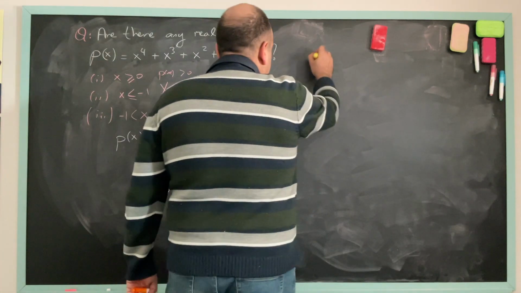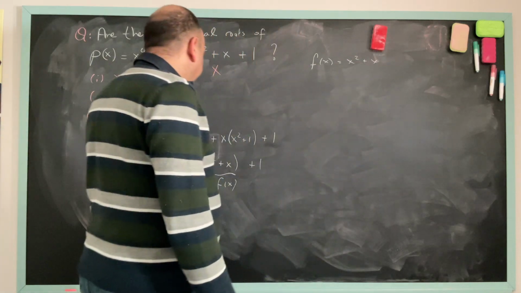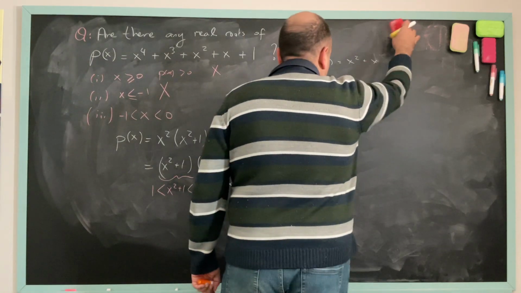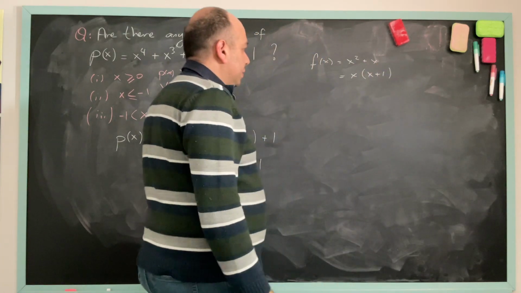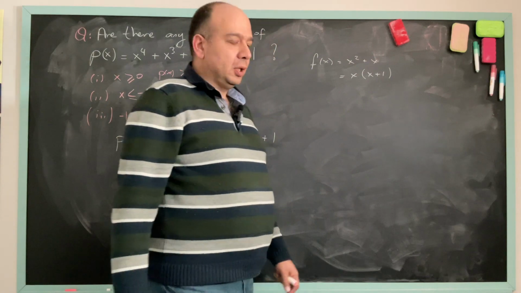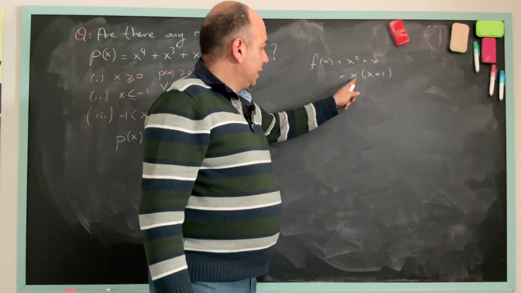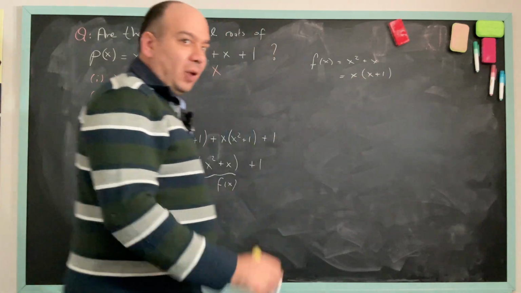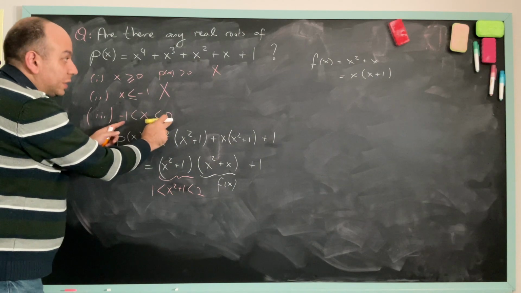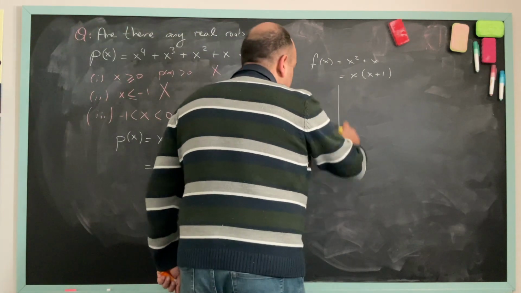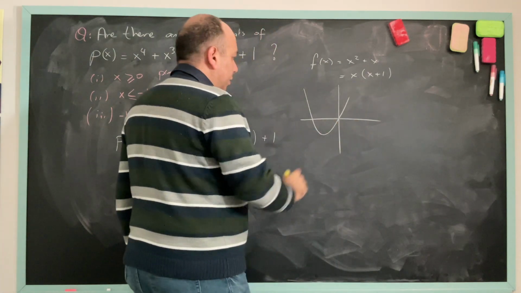Now, what is f of x? X squared plus x, right? So I can put it in this way. So x times x plus 1. Well, this is nothing but a polynomial, right? Actually a parabola. And its roots are 0 and -1. Wow, this is interesting. -1 and 0, right? So when I plot it, it's going to be an upward opening parabola, right?